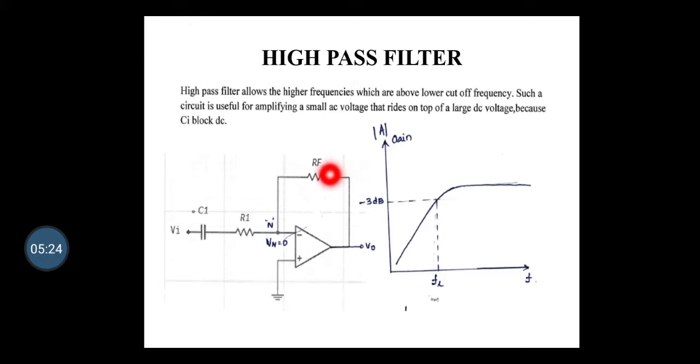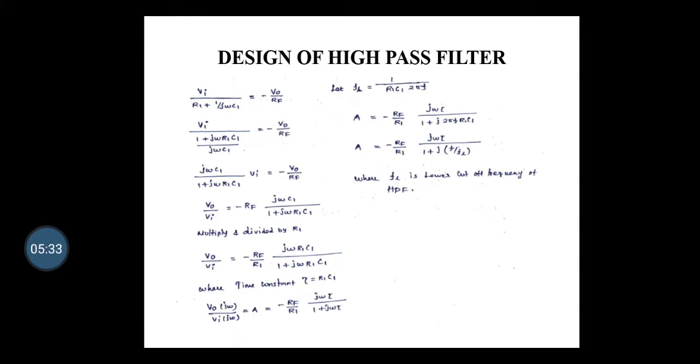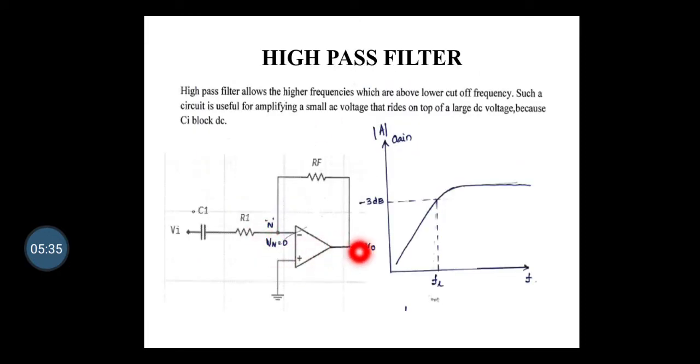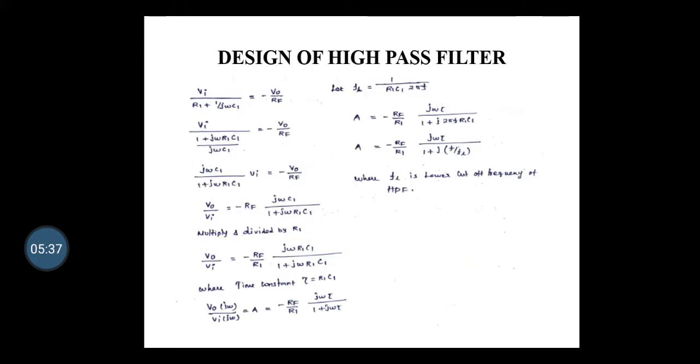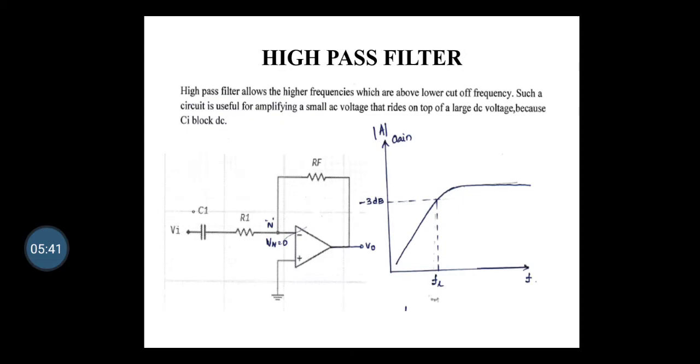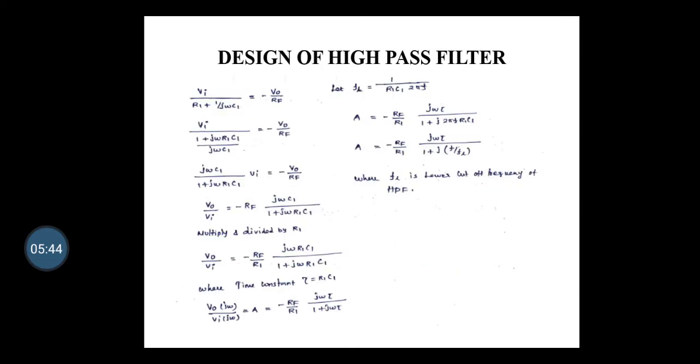So here in the input side the resistor and capacitor will be connected in series manner. Okay, so now we are entering into the analysis part. So here the output is minus V0 by RF. Input is Vi by R1 and C1 connected in series. That's why we can directly add Vi by R1 plus 1 by j omega C1. Then after taking LCM, 1 plus j omega R1 C1 divided by j omega C1. This j omega C1 comes to numerator.